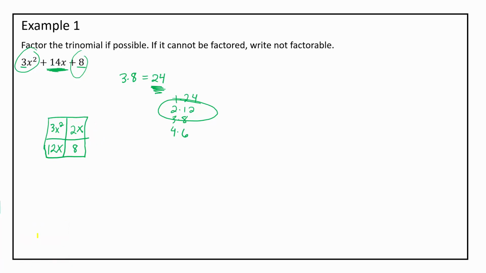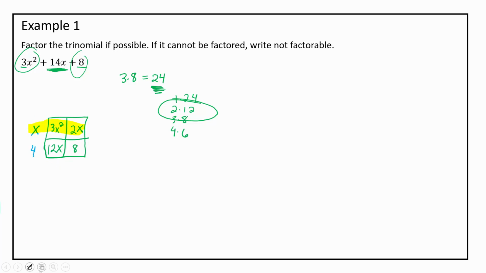I have a better idea. I'm going to say, what do these have in common? I'm going to write it over here. So they only have an x in common. So I'm going to write down an x right here. And then I'm going to look at the 12x and the 8, and I'm going to say, well, what do 12x and 8 have in common? What can I divide both of those by? What's the biggest thing I can divide both of them by, which would be 4.